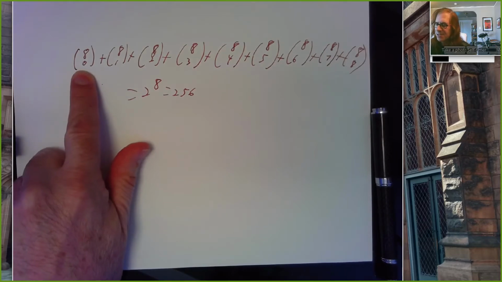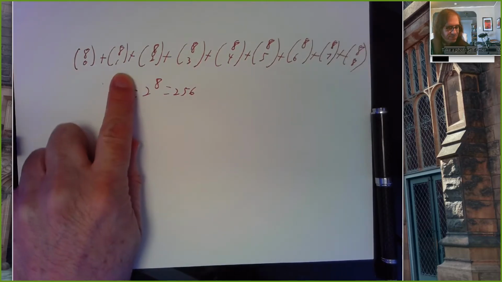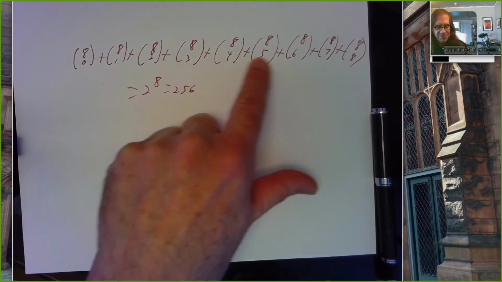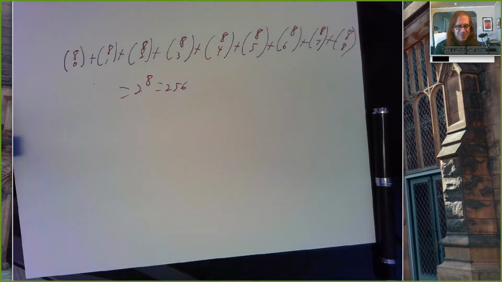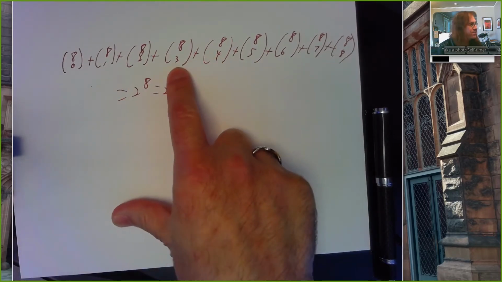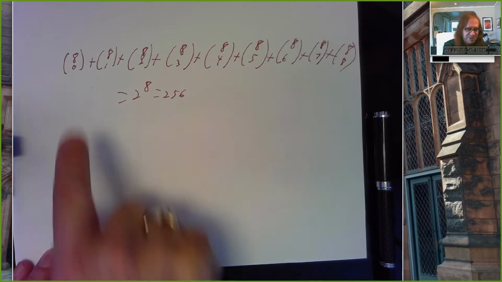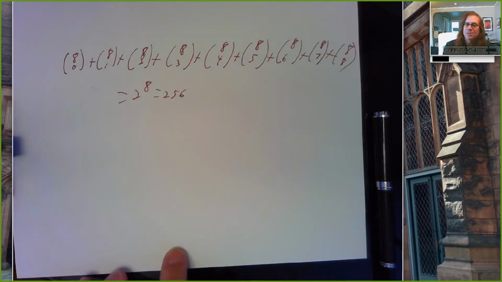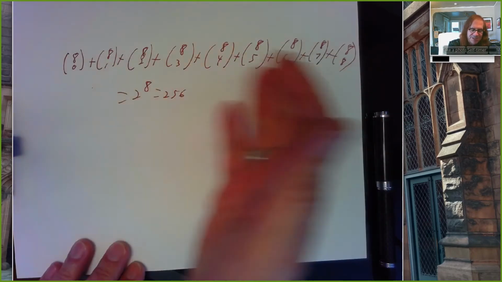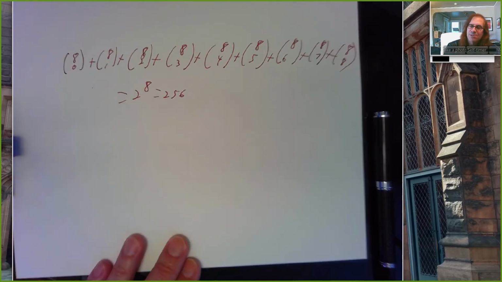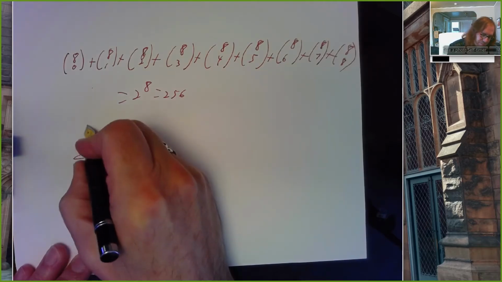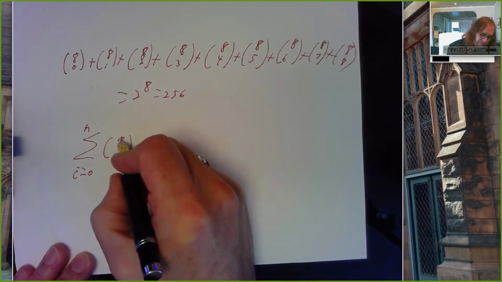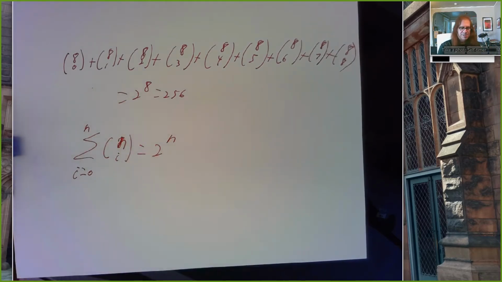This is the number of 8-bit strings containing no ones. This is the number of strings containing a single one, 2 ones, 3 ones, 4, 5, 6, 7, or 8 ones. And these are disjoint sets. If a number contains 3 ones, it doesn't contain 2 ones or 4 ones. And any 8-bit number contains either 0, 1, 2, 3, 4, 5, 6, 7, or 8 ones. And so if I add up the number of each of these, I should get the total number of 8-bit numbers, which is 2 to the 8th. And this works in general. So the sum from 0 to n of n choose i is equal to 2 to the n.